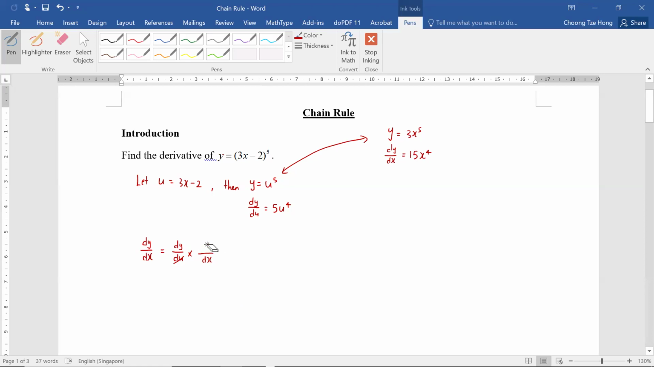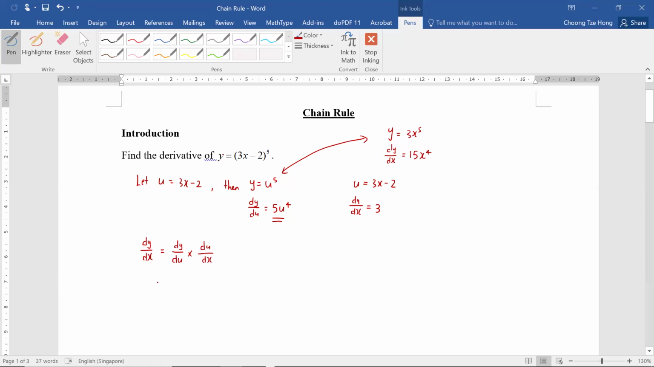So what we will need now is du/dx. We have already done dy/du, which is over here, 5u to the power of 4. So now we need to do du/dx. Remember, what did we let u be? u is 3x minus 2, right? So if u is 3x minus 2, then du/dx is just going to be, differentiate 3x minus 2, you're just going to get 3, right?